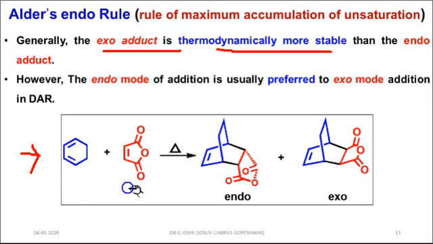1,3-cyclohexadiene, when it reacts with maleic anhydride under thermal condition, gives a 4+2 cycloaddition. Depending on the mode of approach of the dienophile in terms of its substituent, two products may form. One with the endo approach of the substituent, the other with the exo approach of the substituent.